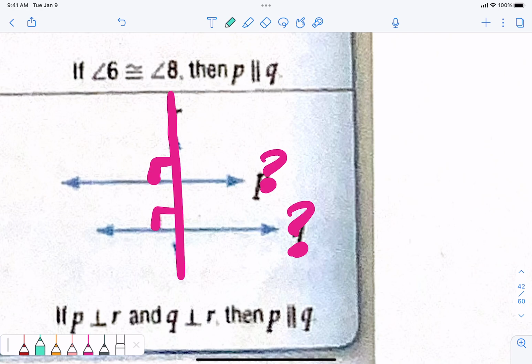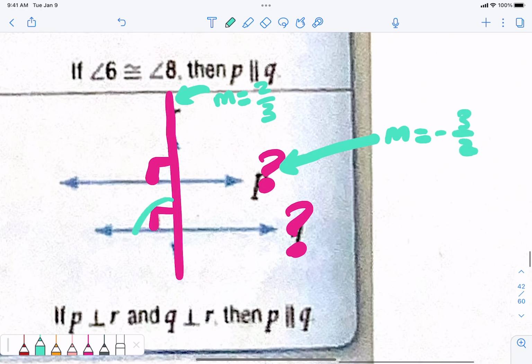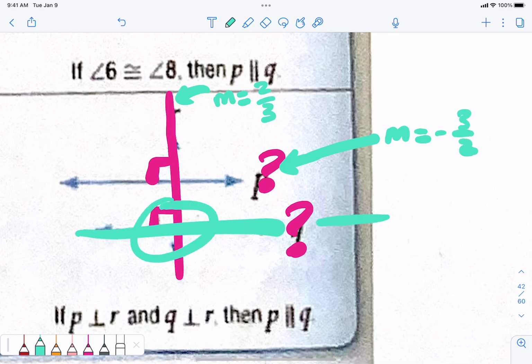All right, I'm going to use an example real quick. Let's say that this line has a slope of, I don't know, 2/3, right? Okay, let's just say that. Then it would have to be slanted, but just bear with me. Let's say that transversal has a slope of 2/3. If this one is perpendicular to that, what is his slope? -3/2. And if this one is perpendicular, his slope is -3/2.